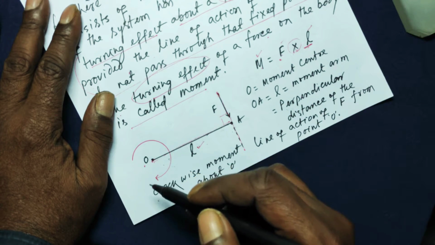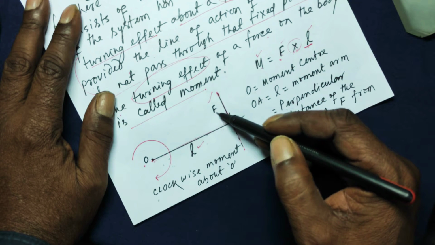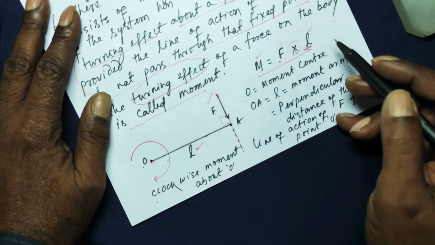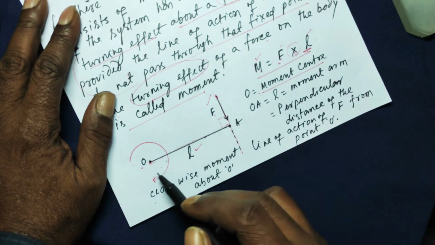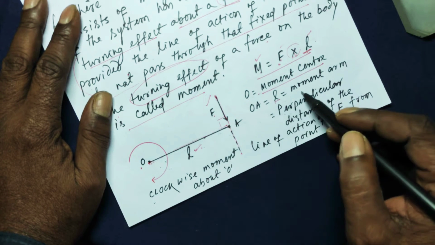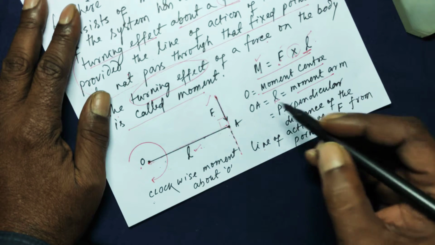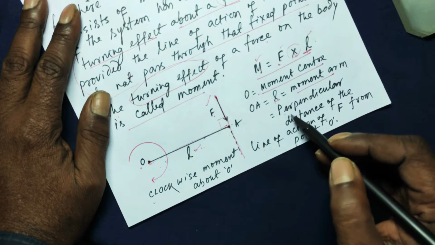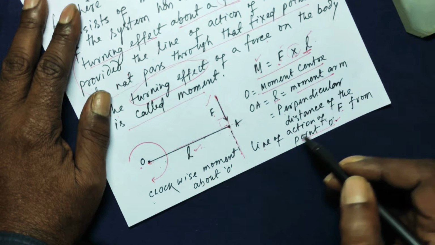The point O about which we are trying to find the moment of this force, that is the turning effect of this force, is represented as F product L. And the point O about which there is a turning effect is called the moment center, and this length from O to A, which I have represented as L, is called the moment arm. It is nothing but the perpendicular distance of the line of action of the force. This is the line of action of the force that you are applying at A. So this is the perpendicular distance of the line of action of the force F from the point O, that is the moment center.